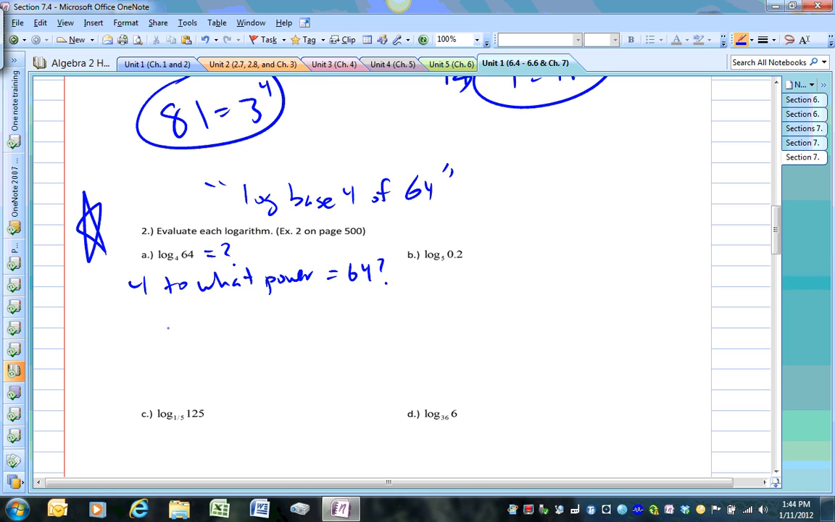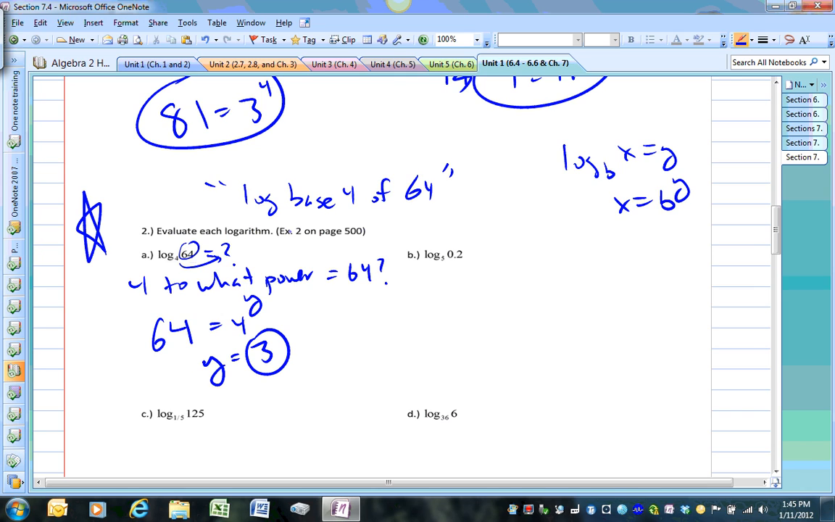Well, if you think about it, we can rewrite log base b of x equals y as x equals b to the y power. So in this case, our x is 64, which is going to equal 4 to some power. In this case, our power is going to have to be 3, because 4 to the cubed equals 64. So it's almost like you're undoing an exponent in a way when you're using logarithms.